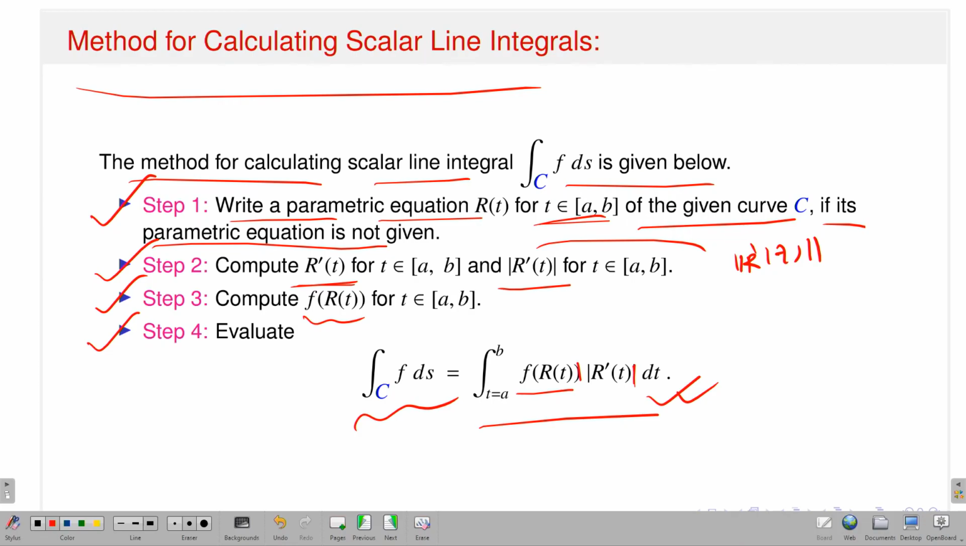So, to calculate the scalar line integral, you have to calculate the right hand side Riemann integration, provided you find the parameterization, the derivative of the parameterization, the norm of R prime t, and f of R of t. If I have all that information, then calculating this Riemann integration will give the value of the scalar line integral of your function or scalar field f over your curve C. Okay, in the next slide I will talk about one example, it will be more clear.